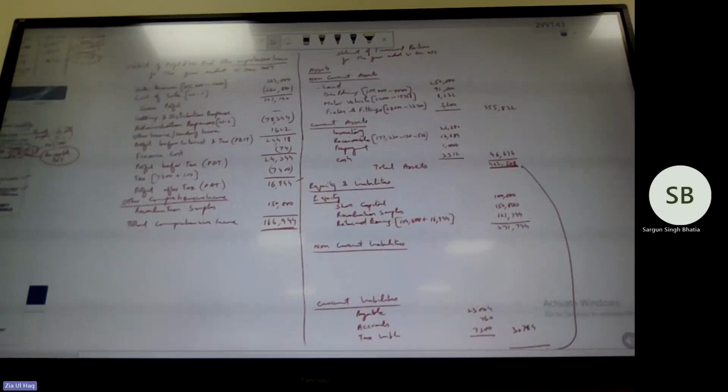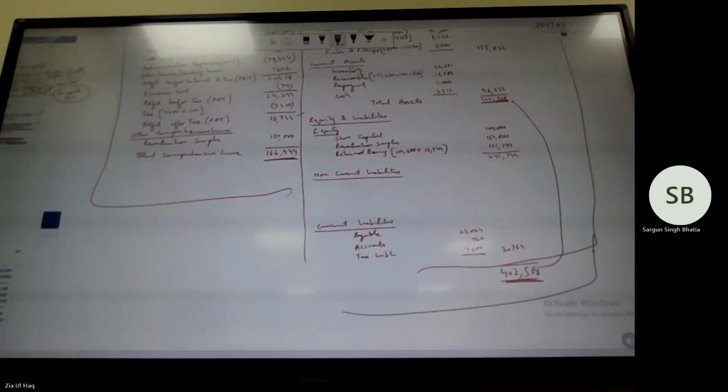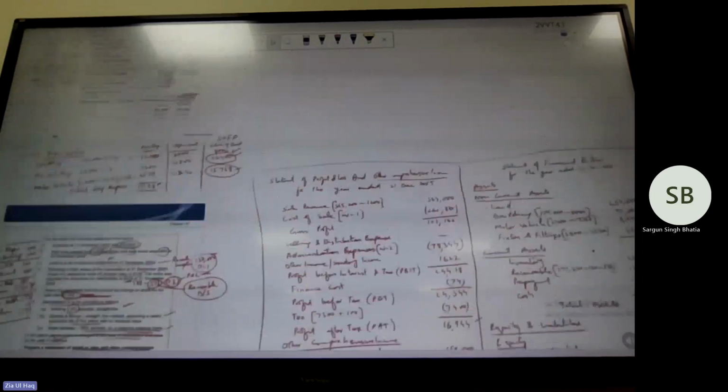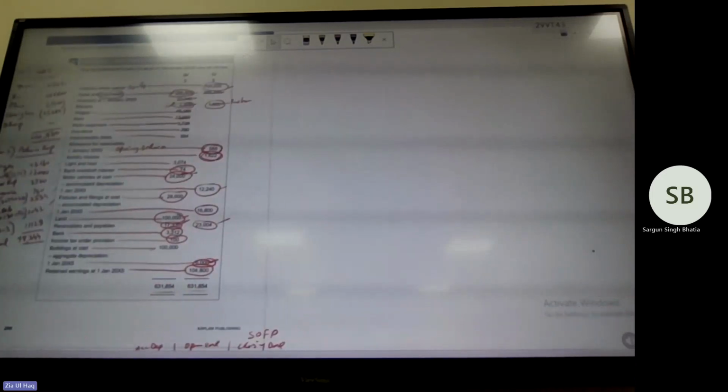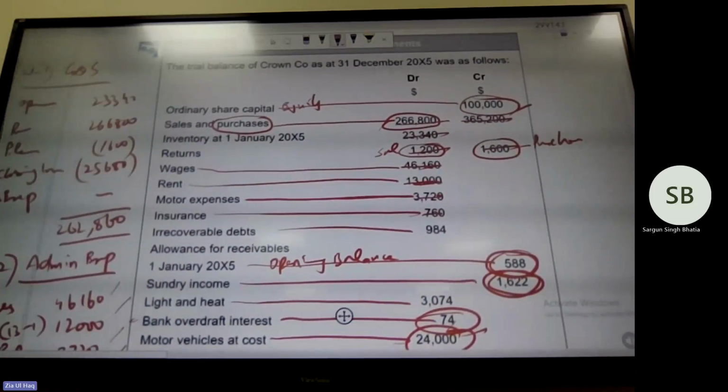So this is our statement of profit and loss account and other comprehensive income, and this is our balance sheet. But to arrive at these figures, we have to make some workings. This was the working relating to cost of sales, this was the working relating to admin expenses, and this was the working relating to depreciation and closing accumulated depreciation.